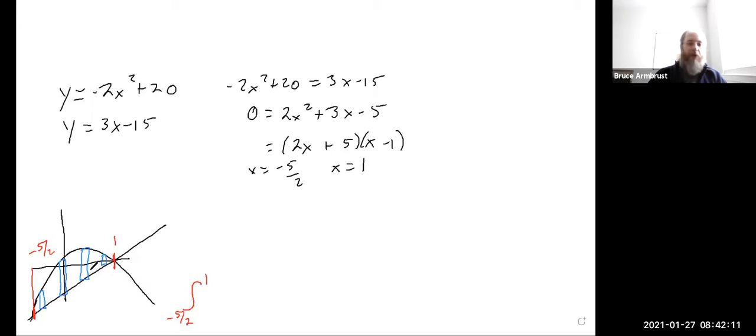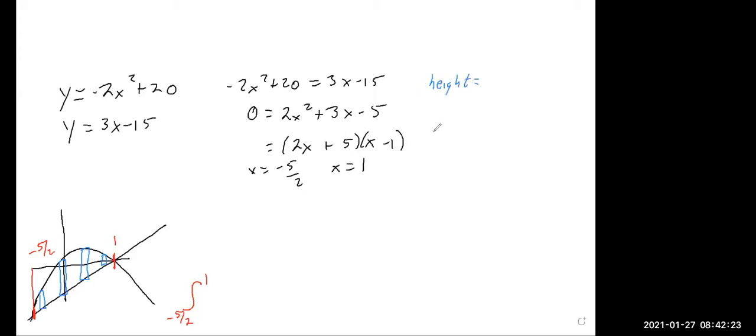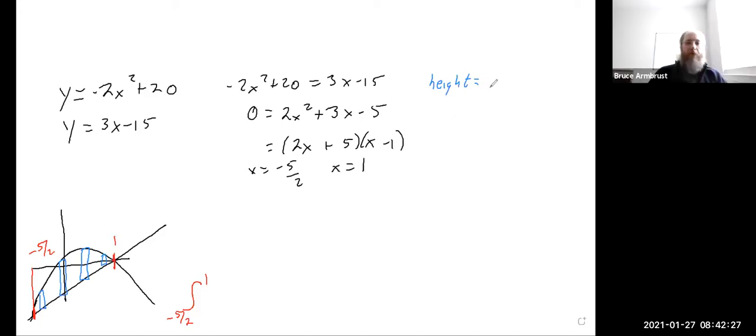So when you find the area between curves, how do you get the height of the rectangle? Subtract the lower function from the higher one. Yep. So we're going to do top minus bottom. That's the way I like to think about it. So top minus bottom. The top function in this case is the parabola, so minus 2x squared plus 20.